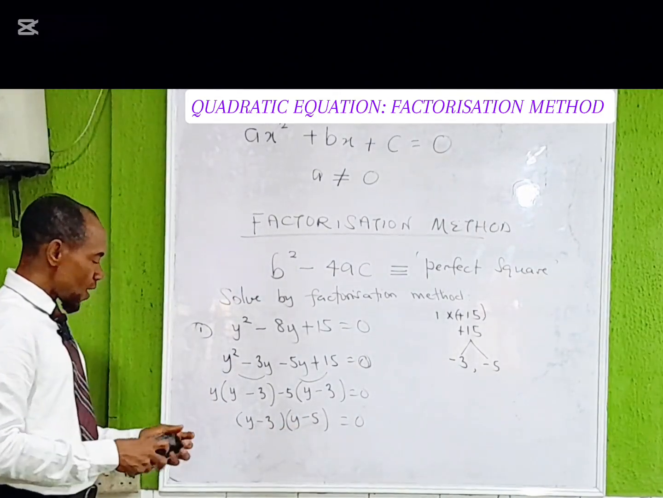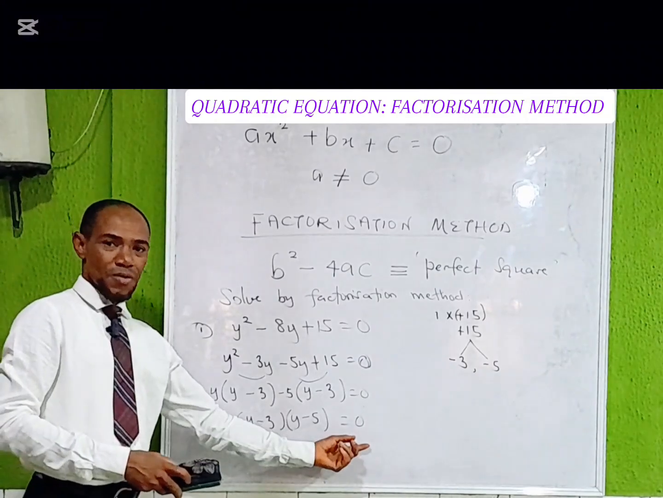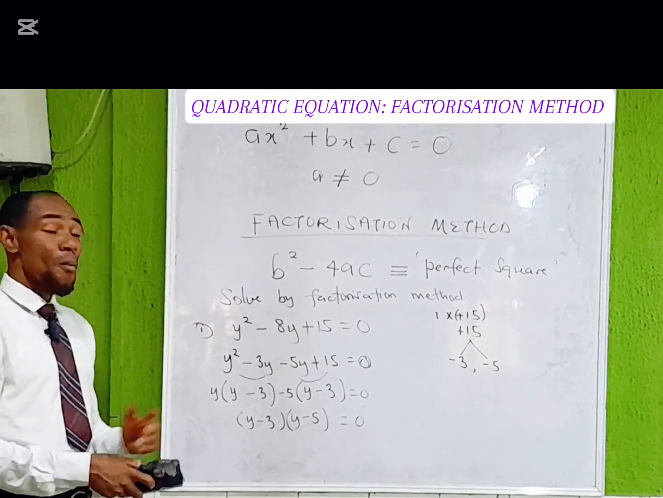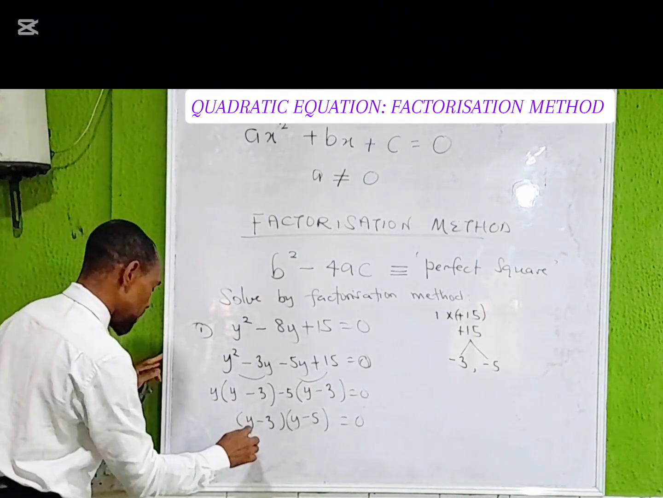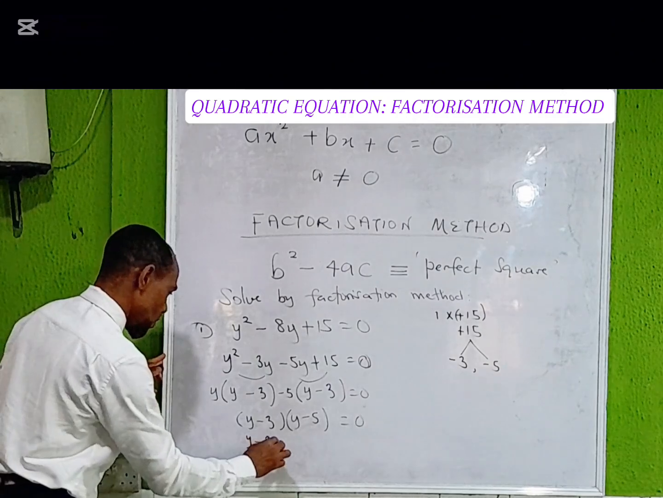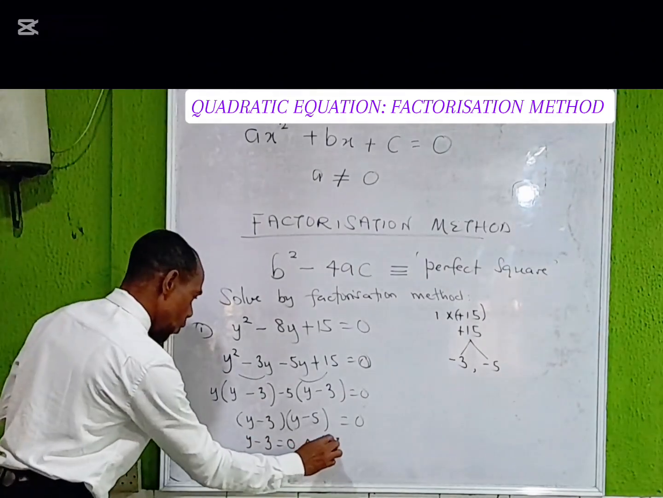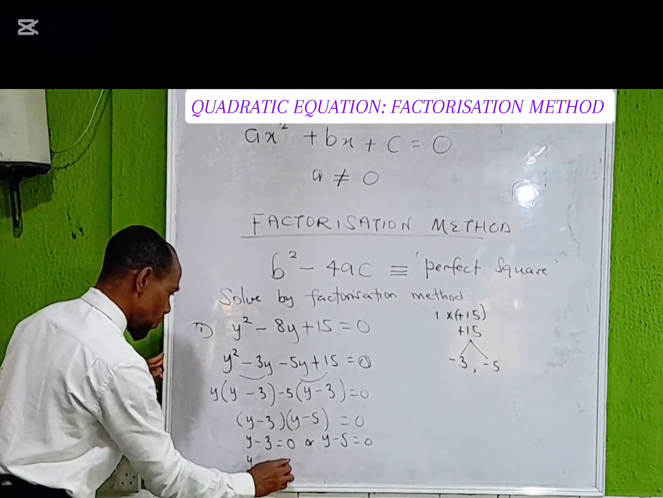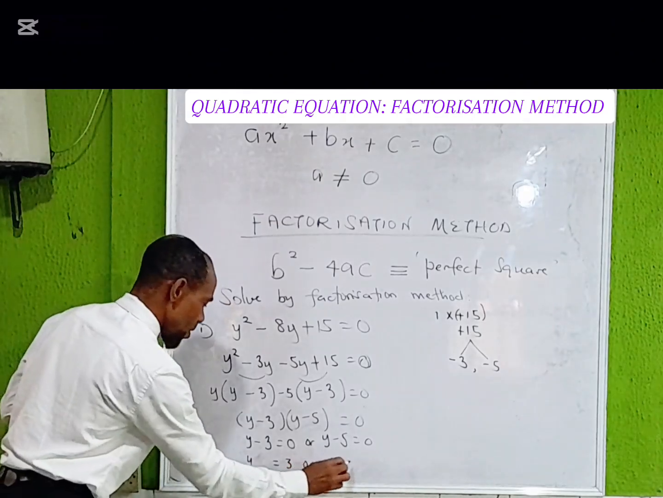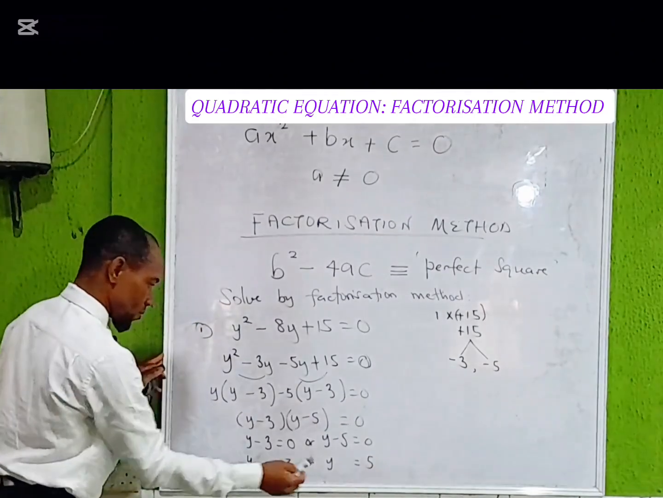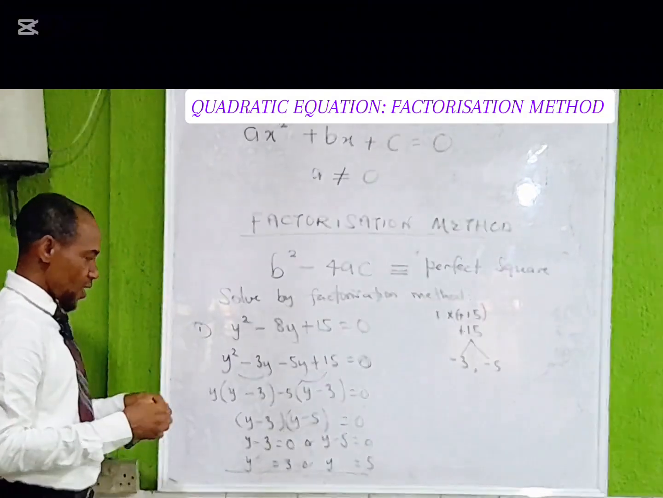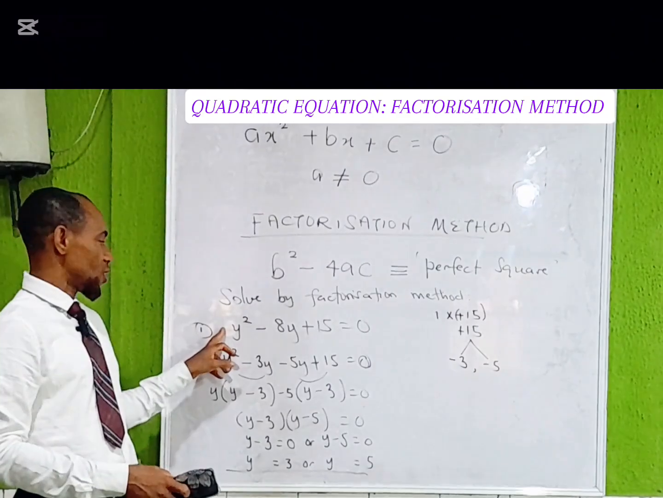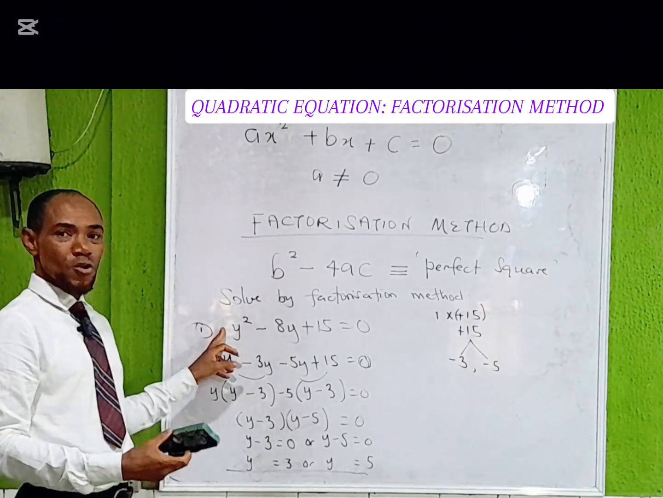So at this stage, we have a product of two terms being 0. So naturally, in mathematics, when you multiply two terms to give 0, either of them or both will be 0. So we say by interpretation, either y minus 3 is 0 or y minus 5 is 0. We then conclude that y equals 3 or y equals 5. And that is the end of the solution, meaning that the values 3 and 5 will satisfy this equation. They are the solution, or it's also called root.